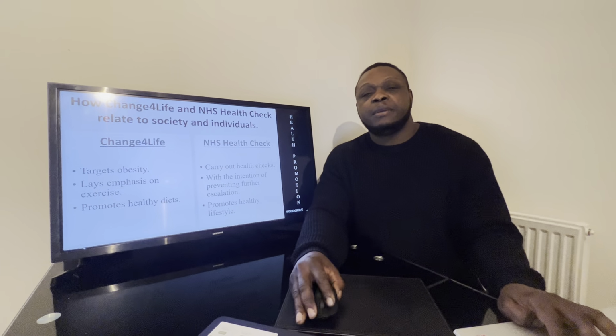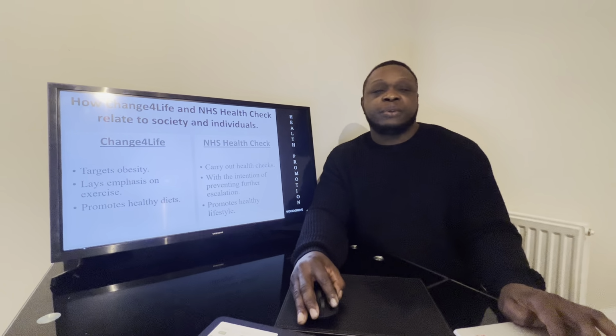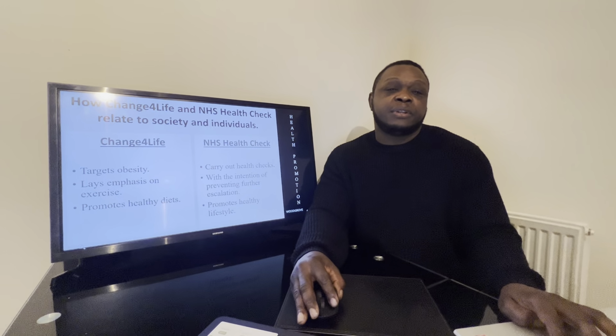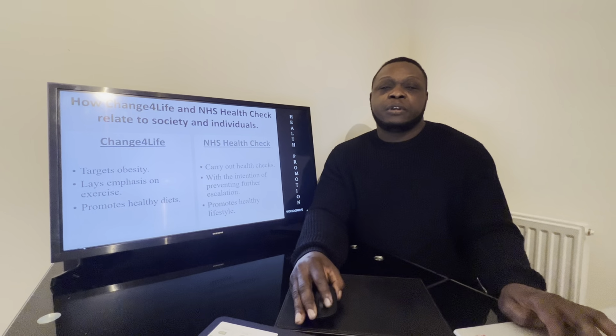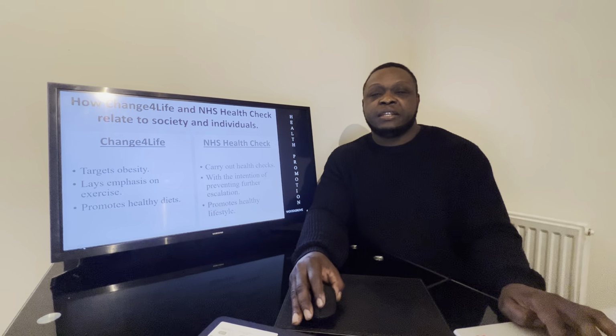In summary, preventing these diseases from escalating does not only reduce expenses on society, but also significantly reduces the burden on the NHS. This works perfectly in the interest of both the society and the individual.